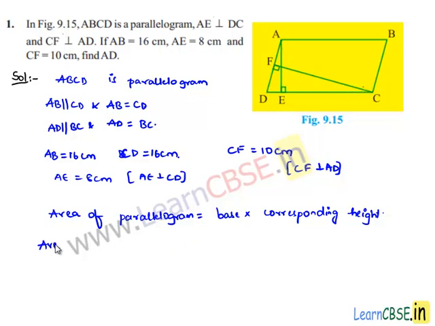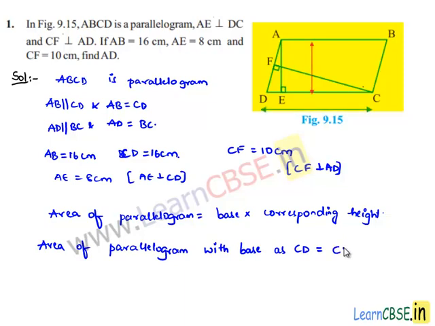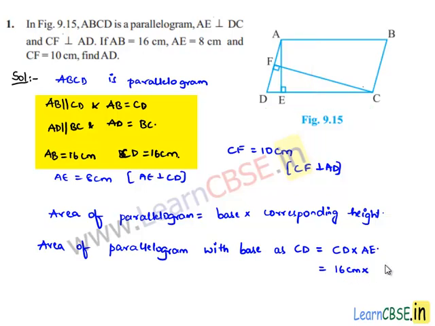Therefore, area of parallelogram with base as CD will be equal to base into corresponding height. Here the base is CD and the corresponding height to CD is AE. CD is given as 16 centimeters and AE is given as 8 centimeters, that is equal to 128 centimeters square. Now let us consider the area of the parallelogram with base AD.